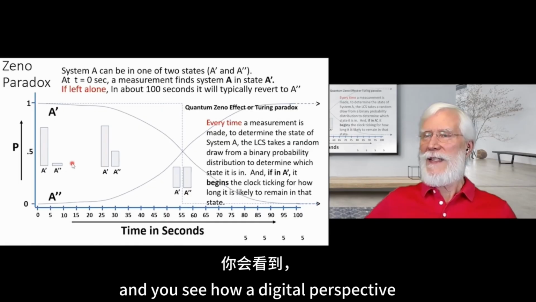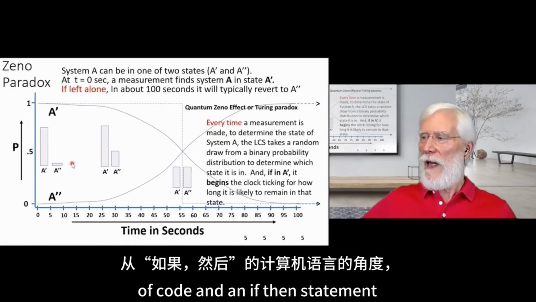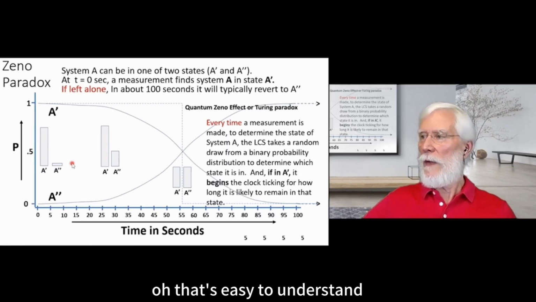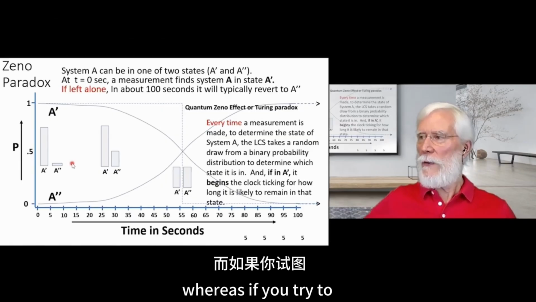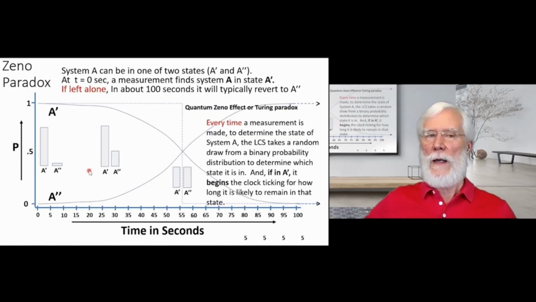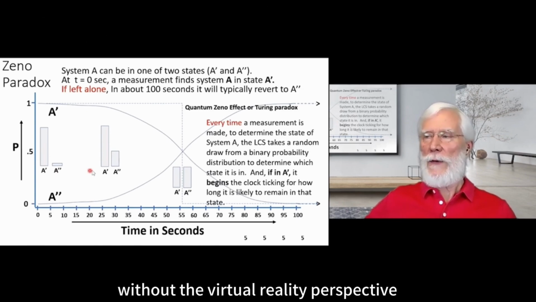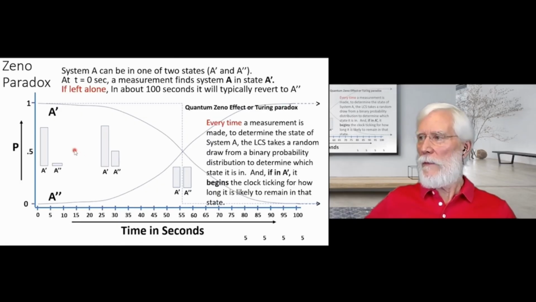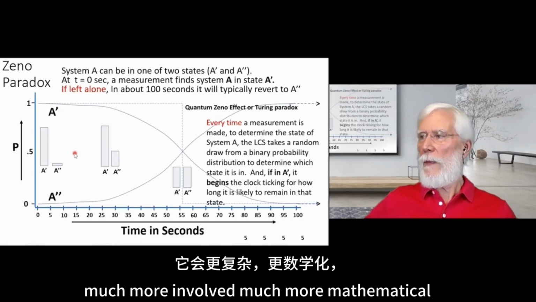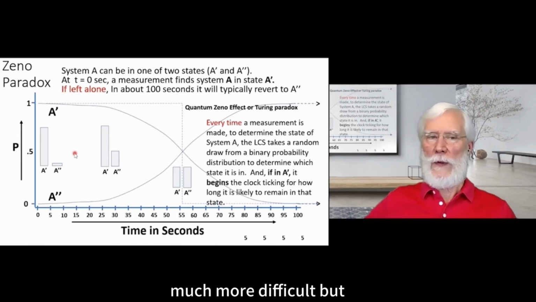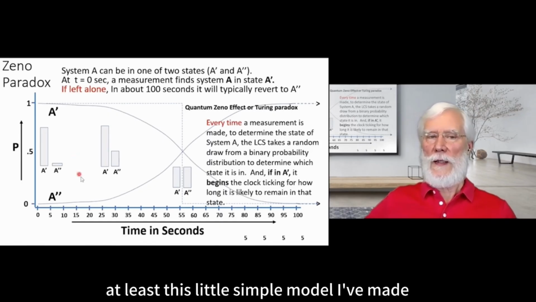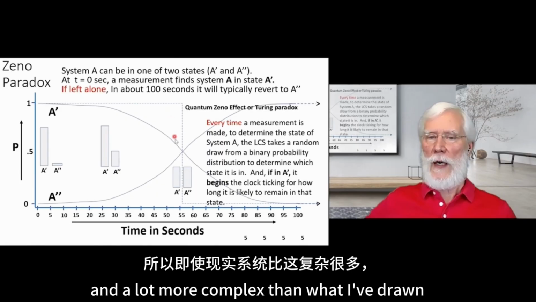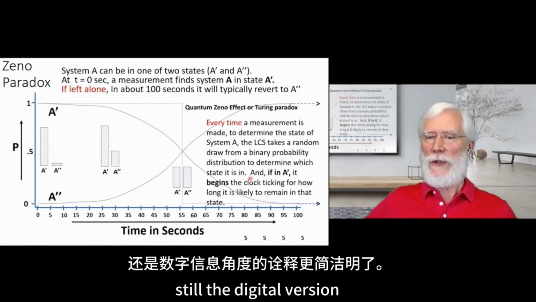And you see how a digital perspective of code and an if-then statement makes understanding it trivially simple. Oh, that's easy to understand. Whereas if you try to understand it without the digital, without the virtual reality perspective, it becomes a difficult thing to explain. Much more involved, much more mathematical, much more difficult. But as a digital thing, at least this little simple model I've made, it's an easy thing to understand. So even if this were a lot more complicated and a lot more complex than what I've drawn, still the digital version makes it simple.